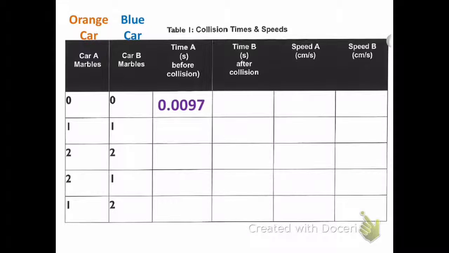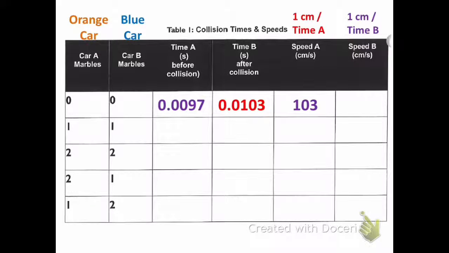The data I'm going to be using is from the part 2 video, if you want to use that as well. So 0.0097 seconds was our A time, and 0.103 was our B time. So we want to calculate the speeds. To do that, it's the same as it always is. 1 centimeter divided by the A time gives you the A speed. And when you divide that out, you get 103 centimeters per second, rounded to 3 significant figures. For our B speed, we're going to do 1 centimeter divided by the time B, which is 97.1. And that's how you get your speeds, which you're going to need for data table number 2.